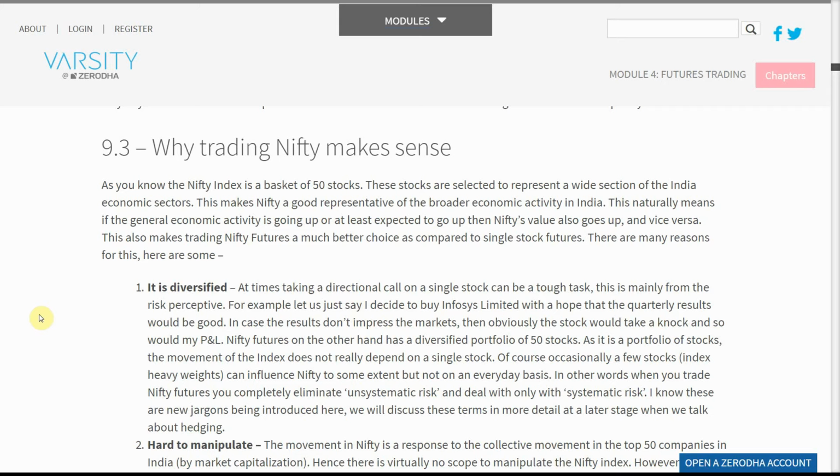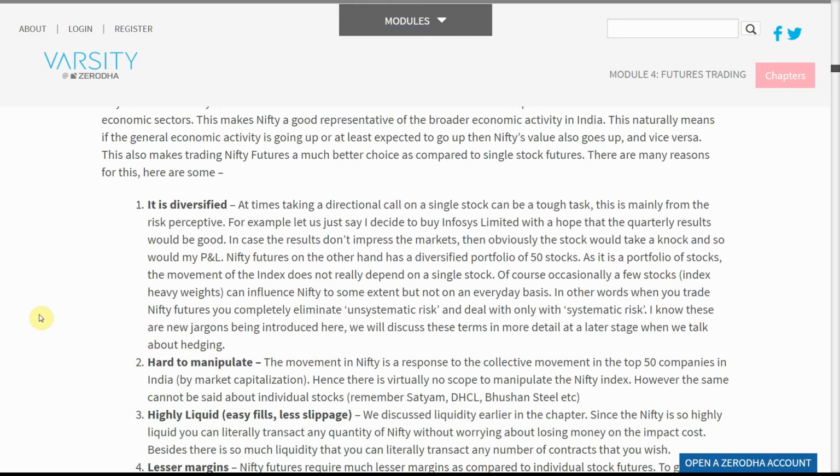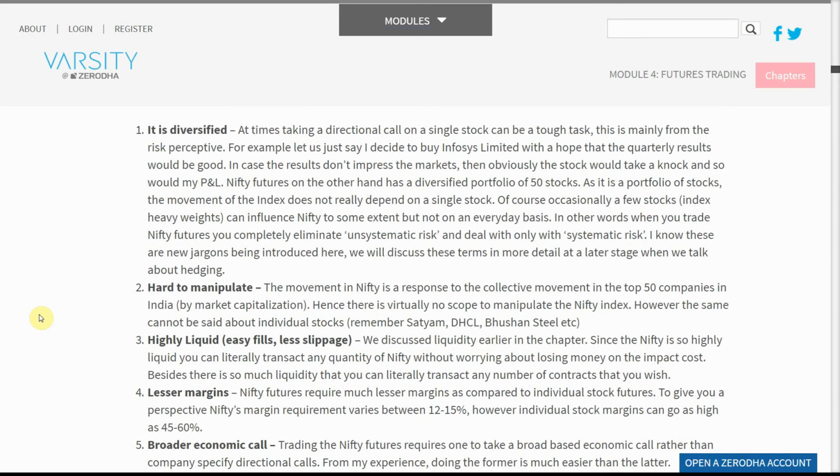This also makes trading Nifty futures a much better choice as compared to single stock futures. There are many reasons for this. Here are some. It is diversified. At times, taking a directional call on a single stock can be a tough task.